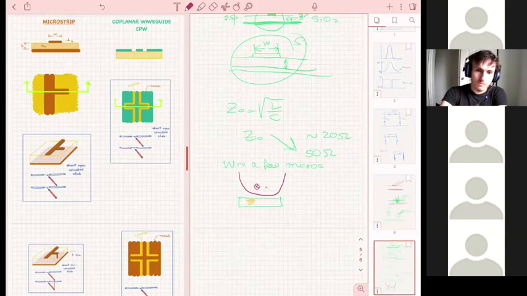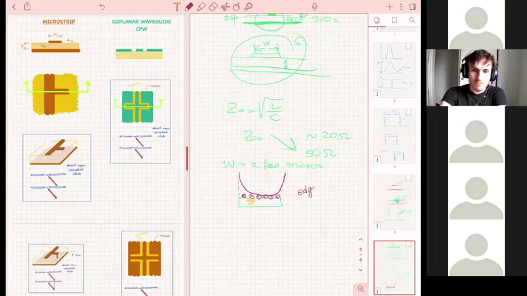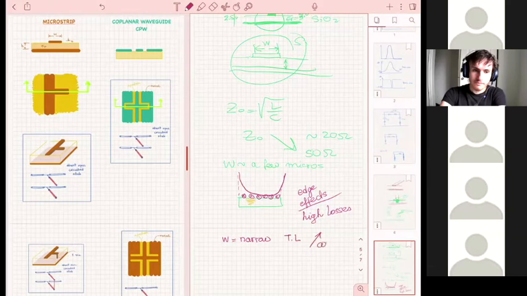Increases at the edges. It's not flat, it's not evenly distributed, it increases. And this here is called the edge effect. The edge effect. What happens when the current accumulates into corners? You lose a lot of energy, all right? Your losses become very high. So due to edge effects, you have high losses. So narrow lines, W narrow, transmission lines have high conductor losses.